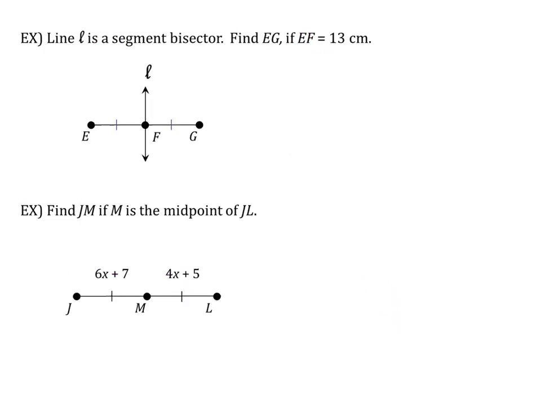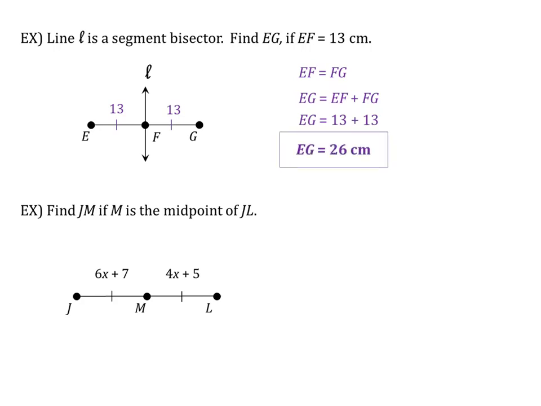Let's look at a few examples. First, line L is a segment bisector. Find EG if EF is equal to 13 centimeters. So we know from before that a segment bisector cuts a segment in half. So if EF is equal to 13 centimeters, then FG is equal to 13 centimeters. So EF equals FG. We know from the segment addition postulate that I can add up the two parts, EF plus FG, and set it equal to the whole, EG. Then I'm going to substitute in the numbers that I know. EG is equal to 13 plus 13, so that means that our answer, EG, is equal to 26 centimeters.